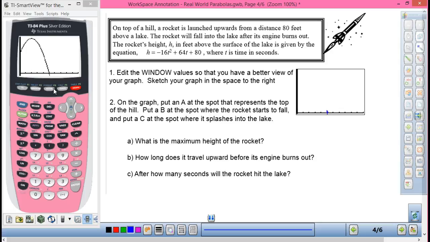So if I ask you how long did you travel? You should dig on your A and your B and your C. Use your trace button or calculate your max.